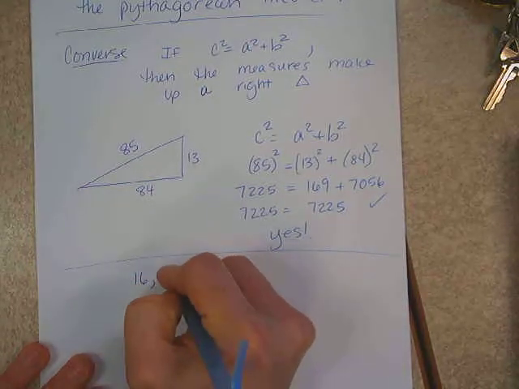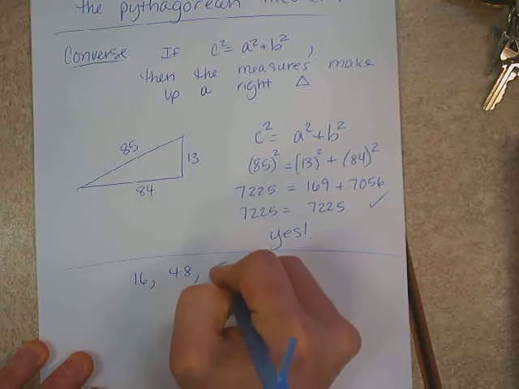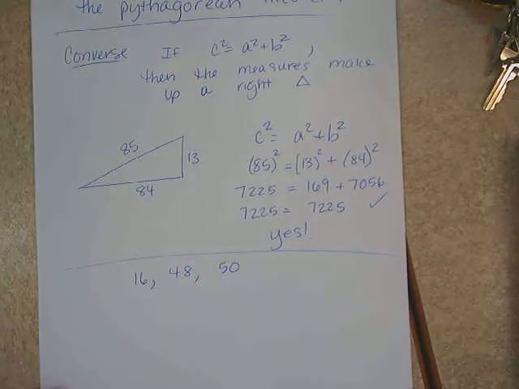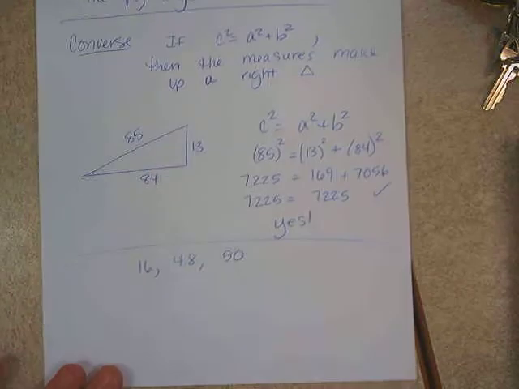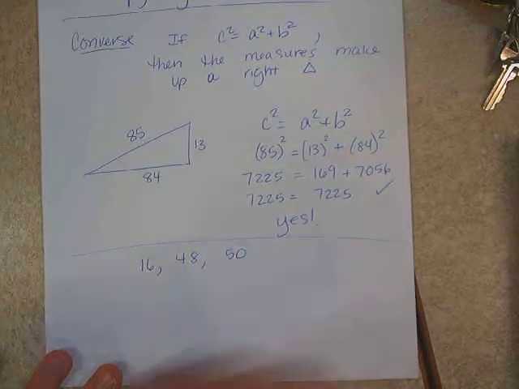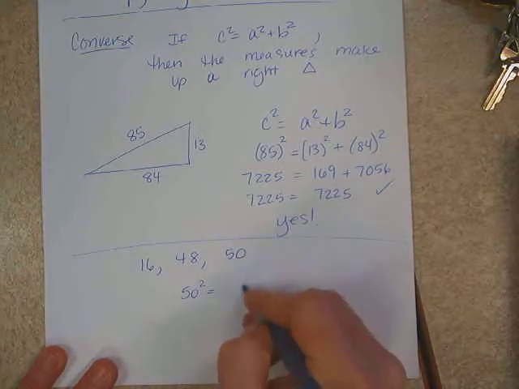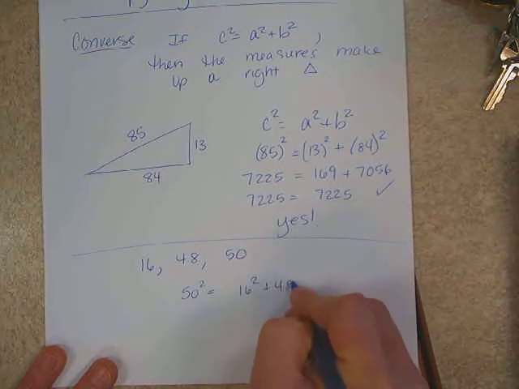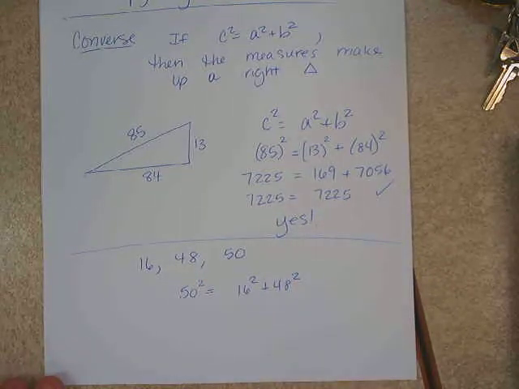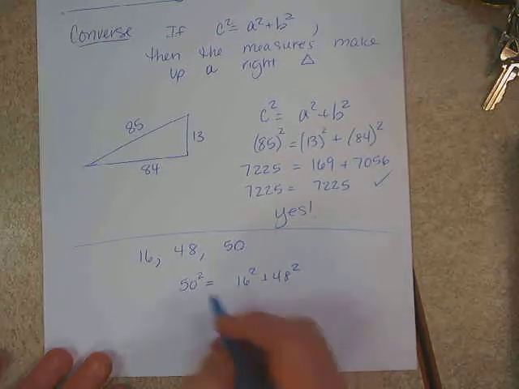Okay. Again, sometimes you won't have a drawing. They might just give you three side lengths and ask you, is this a right triangle? Okay. In that case, you're going to take the longest one, separate it from the others. So we're going to say 50 squared equals 16 squared plus 48 squared.